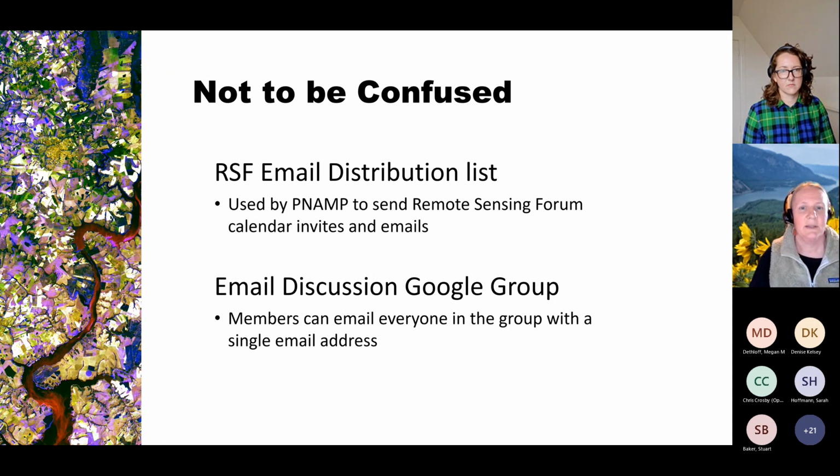I just want to be clear that the email discussion Google Group is not replacing the remote sensing forum email distribution list. So the distribution list is something that I maintain and use to send calendar invites and emails that are specifically about the PNAMP remote sensing forum, the webinars and activities. The email discussion group would be for members to ask questions or share anything of interest related to remote sensing.